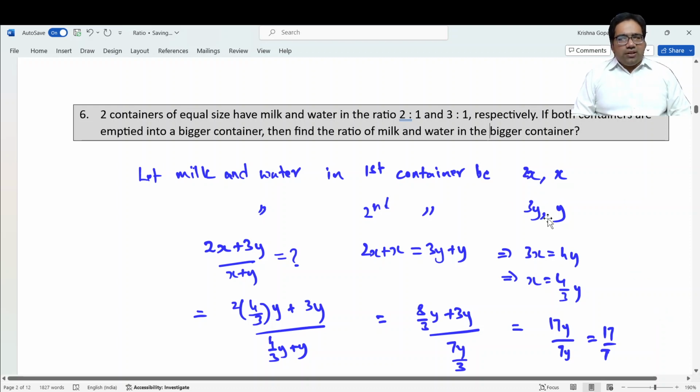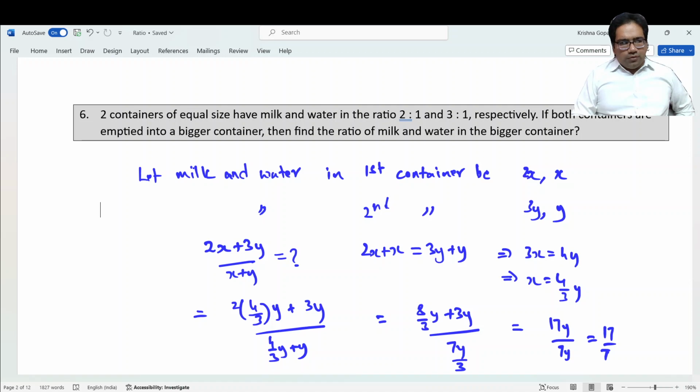Okay. Here we had assumed 3y and y when there are two different ratios. In this case, we could even assume 3x and x because the size is equal. But if it is not equal, we cannot assume 3x and x. So it's always safe, when there are two ratios, to take two different factors instead of the same common factor. That's why we have taken 3y and y, and then 2x plus x equal to 3y plus y. Okay, so this is clear.